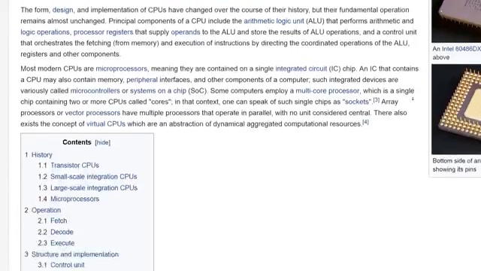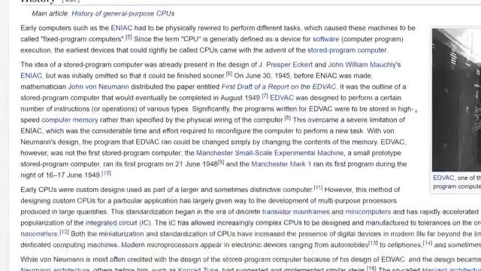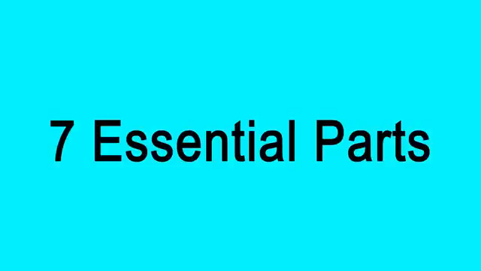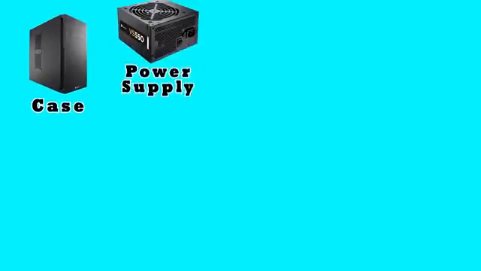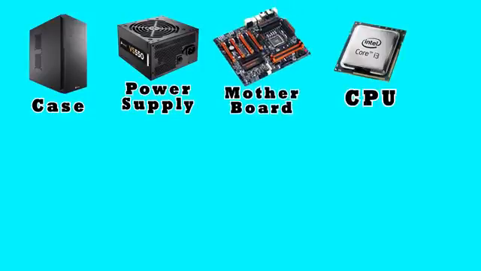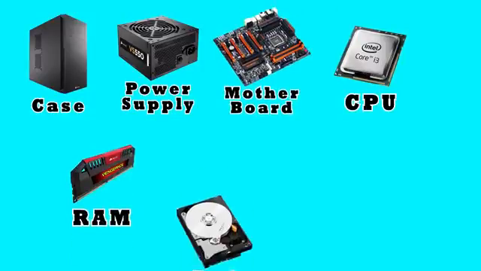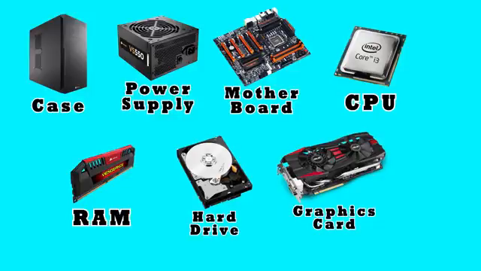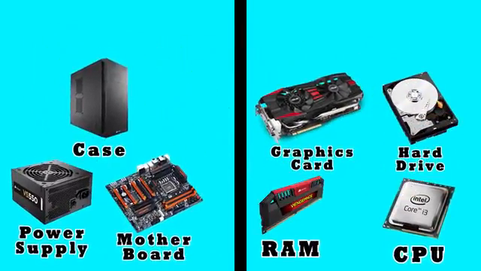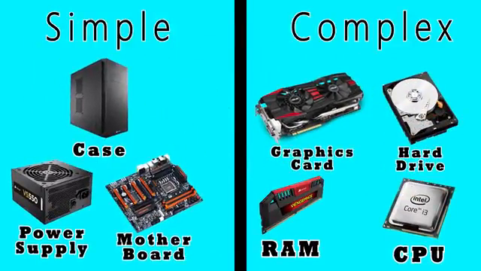While each one of these components is complex enough to spend a lifetime learning about, I'm going to give a very broad and general overview. A typical desktop computer comes down to these 7 essential parts: case, power supply, motherboard, CPU, RAM, hard drive, and graphics card. These are the fundamental parts of any desktop computer. It may seem daunting at first, so let's separate these into 2 categories: simple ones and the more complex ones.